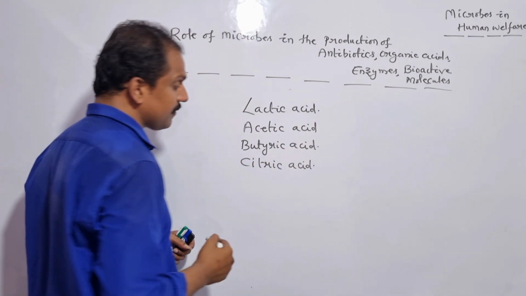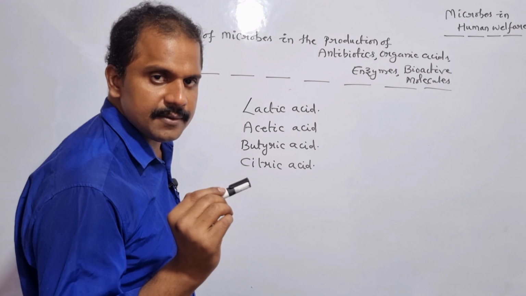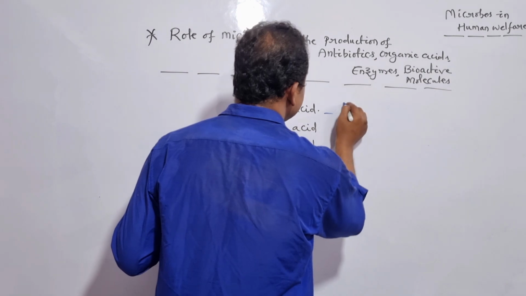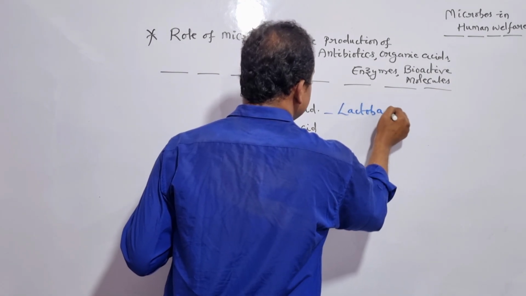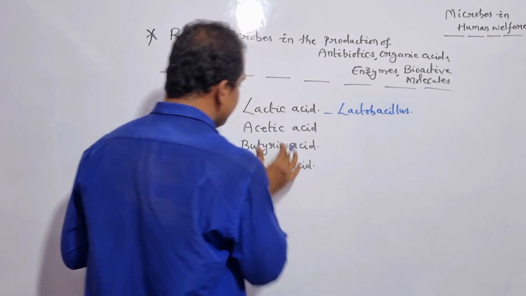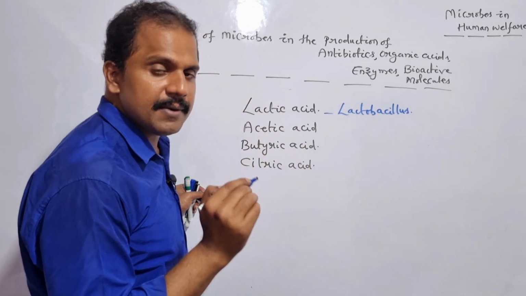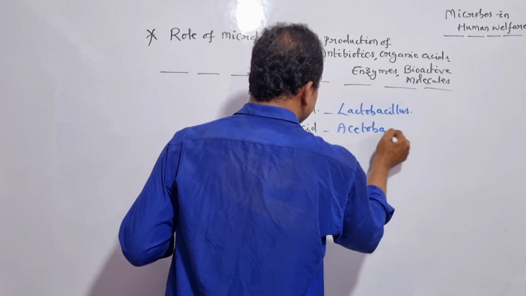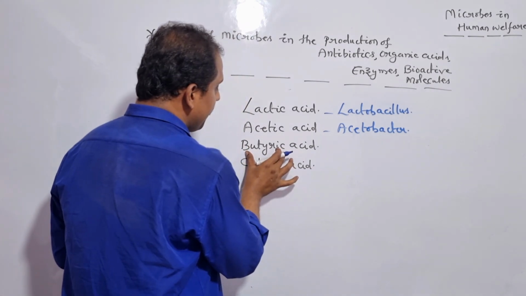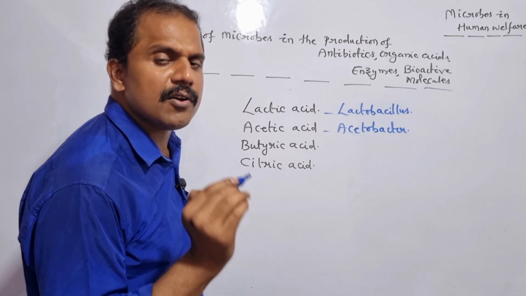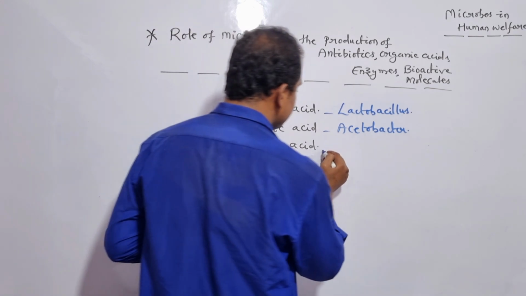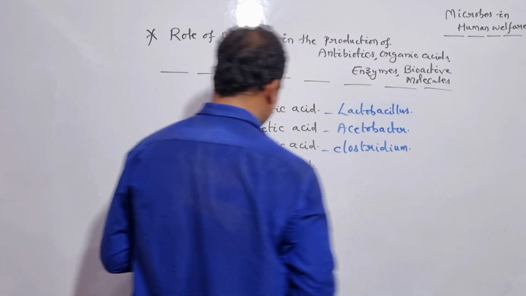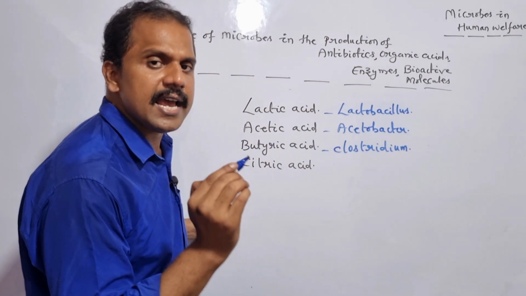So here the microbial source for all these organic acids is not at all the same. If we consider the microbial source for lactic acid, here it is Lactobacillus. In the same way, the microbial source for acetic acid is Acetobacter. The microbial source for butyric acid is Clostridium butyricum. And the microbial source for citric acid is Aspergillus niger.